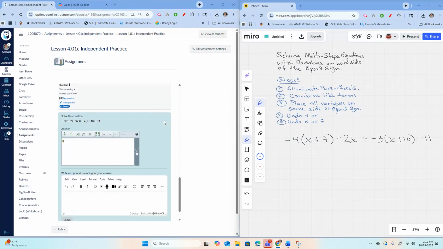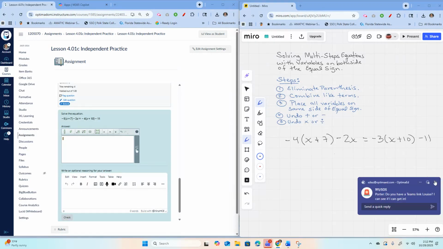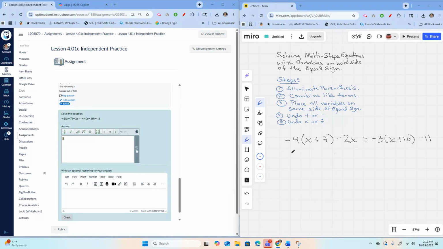Again, a similar one. What I mean by similar, you're going to follow the same process. We're going to have different answers, but the process is the same. We are solving multi-step equations, but we have variables, the letters, on both sides of the equal. Here we go. We're going to follow the steps. Step number 1, we're going to eliminate the parentheses.